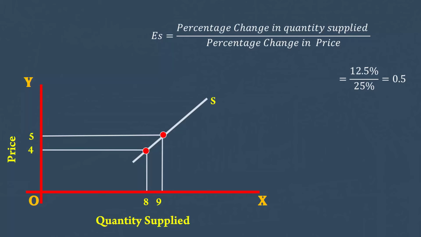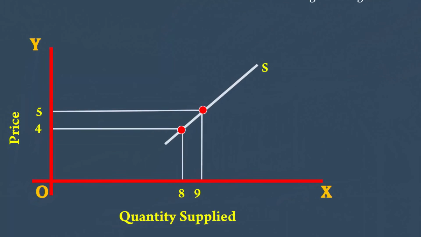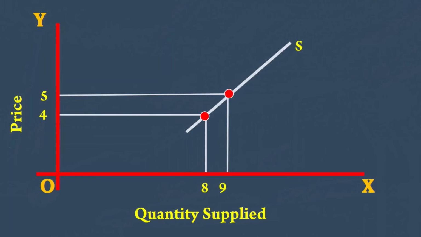Again, a word to the students. Draw the supply curve in such a way that if the lower tip is extended, it must pass through the x-axis.